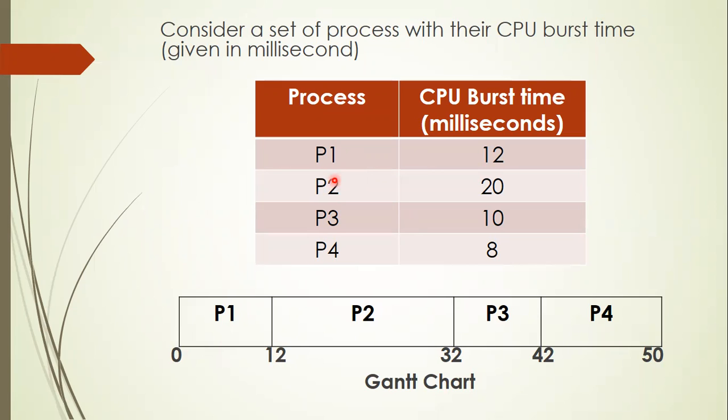P2's CPU burst time is 20 milliseconds. So it will get the CPU at 12 milliseconds and hold it for the next 20, which means 12 plus 20, it becomes 32 milliseconds.